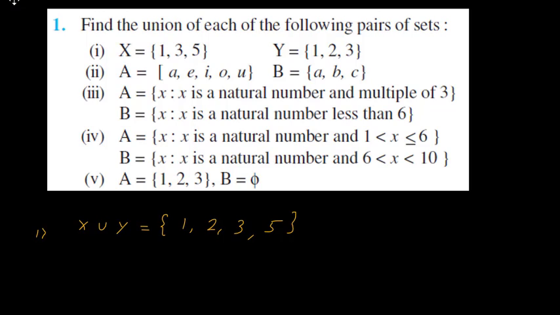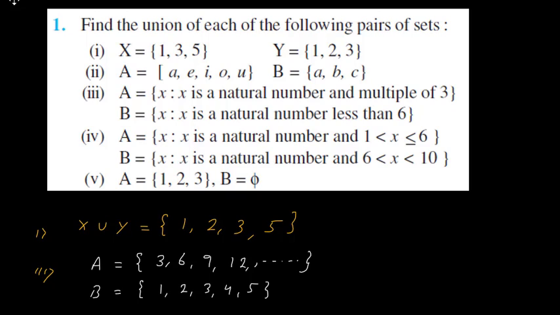Let us see this third example. Here we have A is a set of X where X is a natural number multiple of 3. So better first you indicate this in roster form: 3, 6, 9, 12, and so on. B is the set of X where X is a natural number less than 6. So it is 1, 2, 3, 4 and 5.